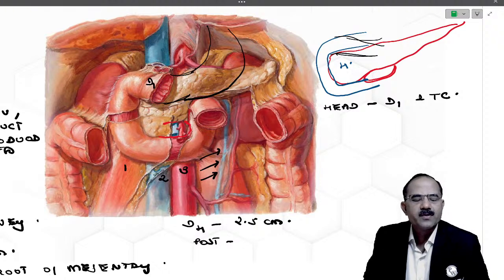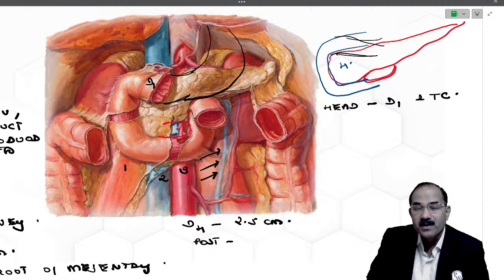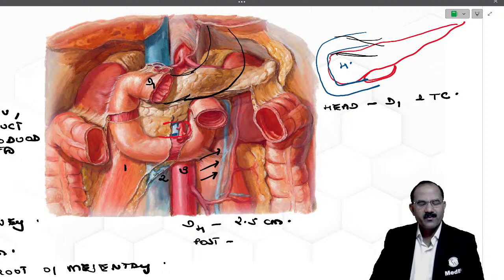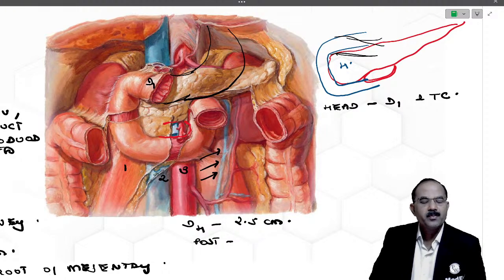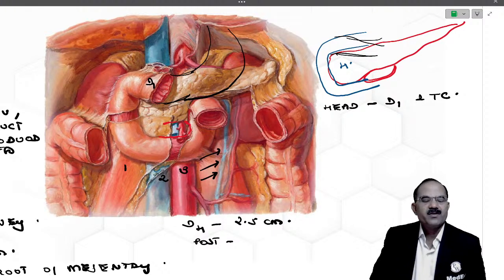Anterior to the uncinate process, what is there? The superior mesenteric vessels, the artery and the vein. The third part of the duodenum is not there; the third part of the duodenum is below. So the superior mesenteric vessels.